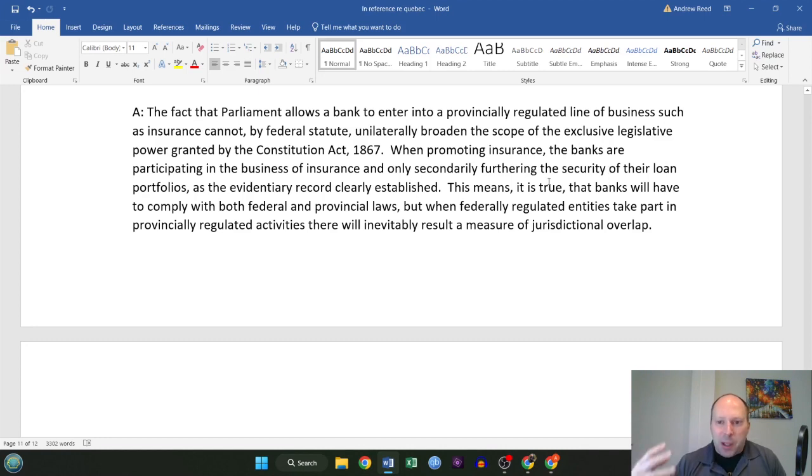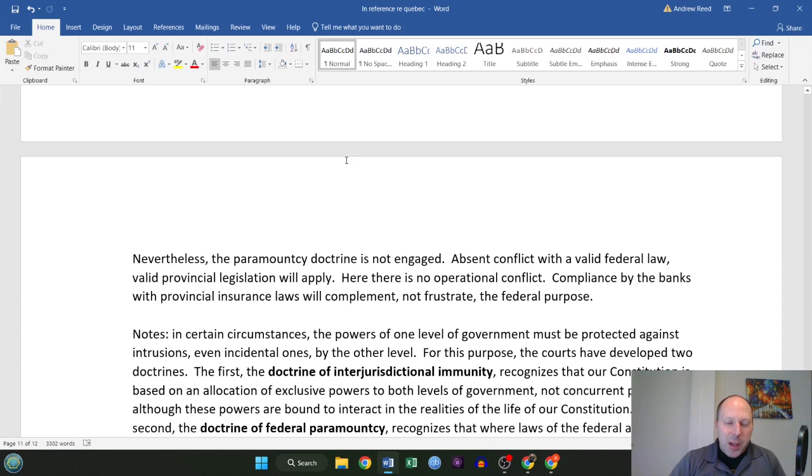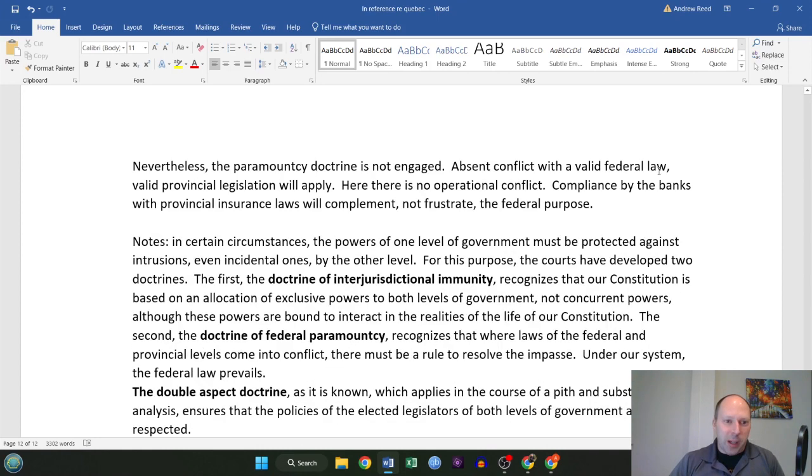When federally regulated entities like banks take part in provincially regulated activities like insurance, there will be a jurisdictional overlap, and that's okay. So there's no paramountcy doctrine engaged here because there's no conflict with a valid federal law. So it's okay. No paramountcy doctrine, law still valid, legislation will apply. And there's no operational conflict because compliance by the bank with the provincial insurance laws will complement and not frustrate the federal purpose. So it's okay here.